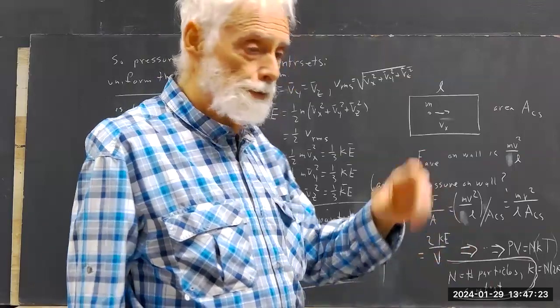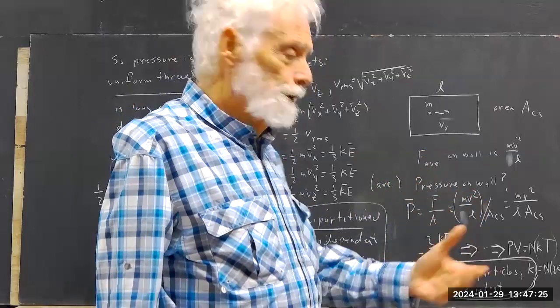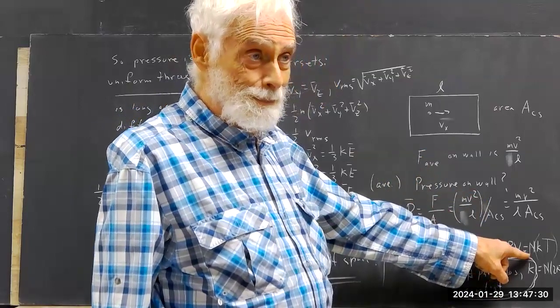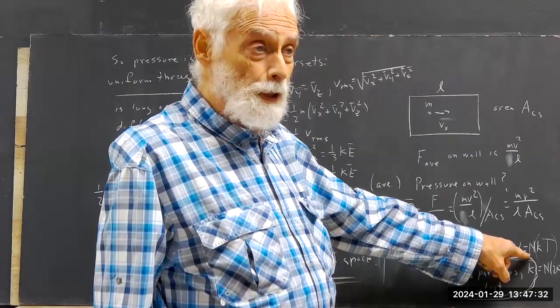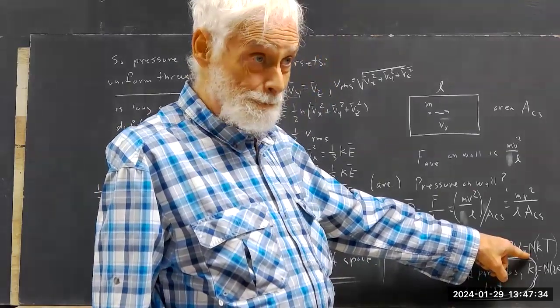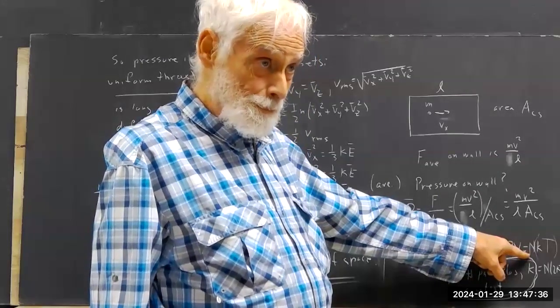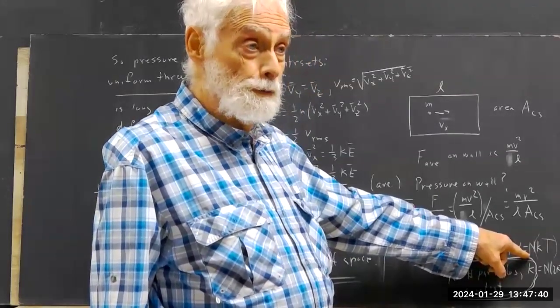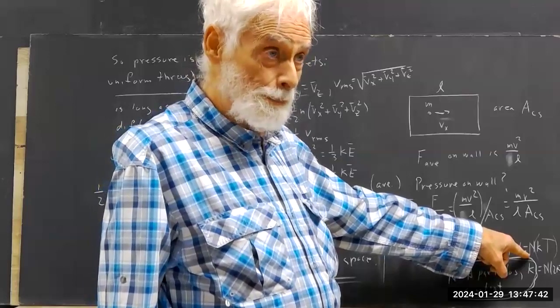I could probably think of it as NRT. R and k are just related by Avogadro's constant. You multiply R by Avogadro's constant, you get N. And the dimensions of R are joules per particle, or joules per mole Kelvin.